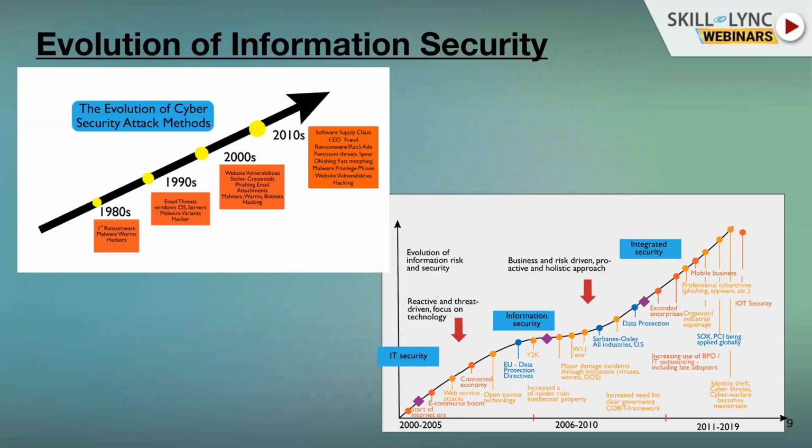Coming to the right side of this, the evolution of information security from 2000 to 2019. First there was IT security, then came information security, and then integrated security. From 2000 to 2005, there was IT security, which worked towards the state of the internet era, e-commerce attacks, connected economy, and all. After that, in 2006 to 2010, a major damage incident happened with DDoS commands. Then SOX audit came into the picture. Again, business and risk took their initiative there, and now there's integrated security.